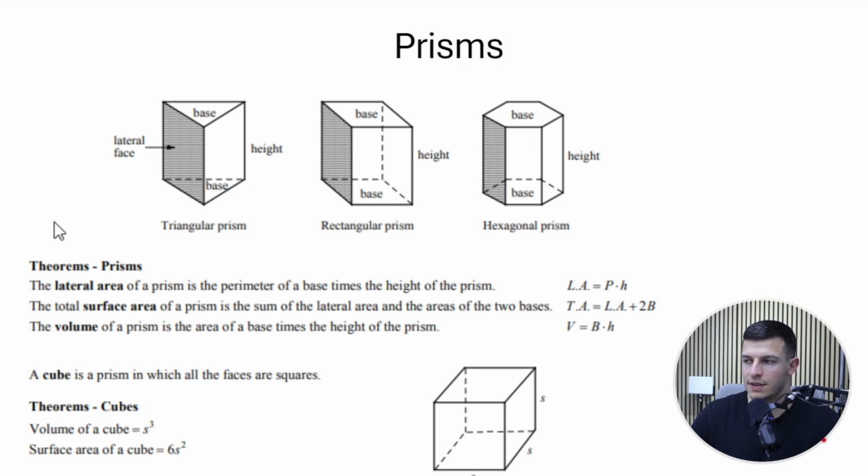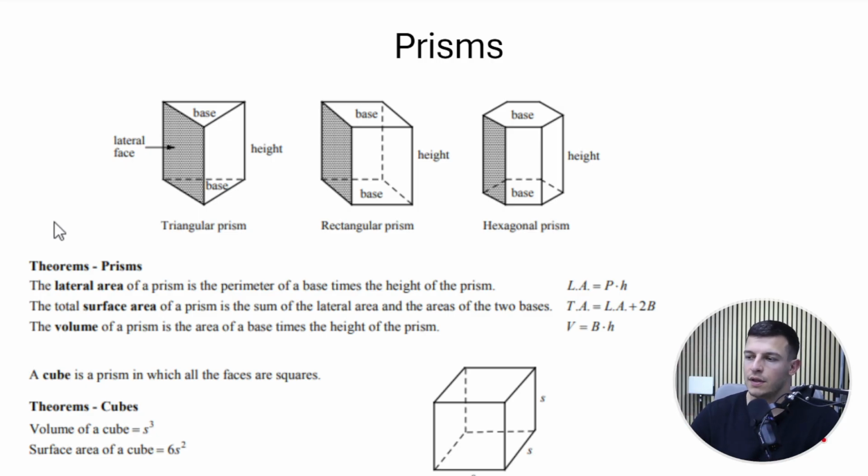So we've got some lateral area stuff. The lateral area of a prism is the perimeter of the base times the height of the prism. So perimeter of the base times height. Total surface of the prism is the sum of lateral area and the areas of the bases. Obviously, when we do a surface area, we have to cover everything, right? So when you have this triangular prism, you have to take into account 3 sides and 2 bases, so 5 sides in total.